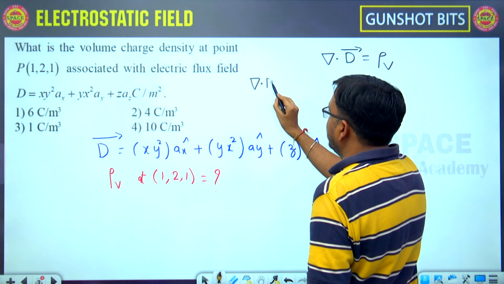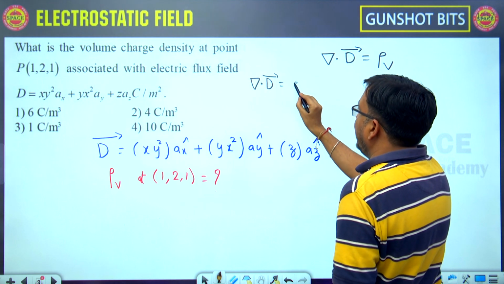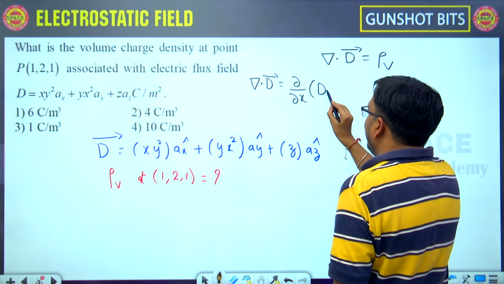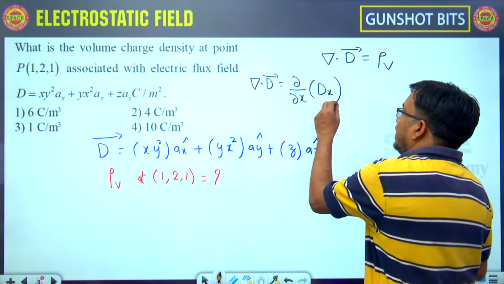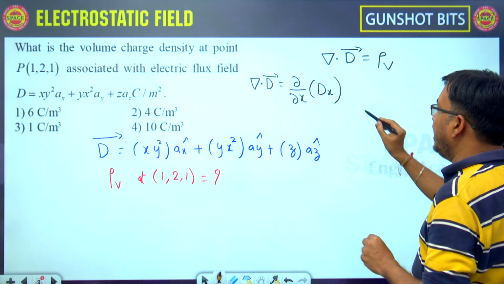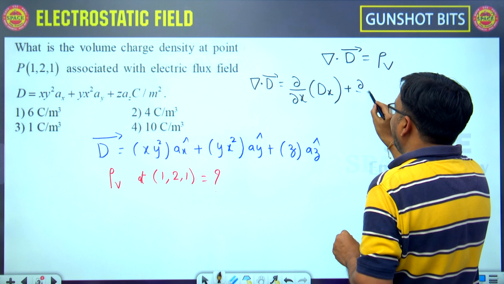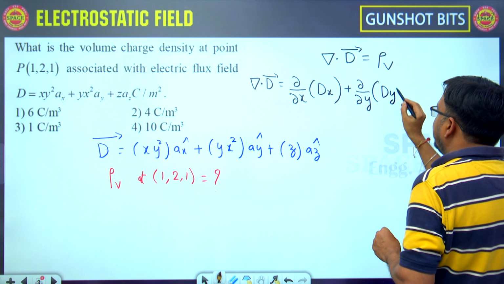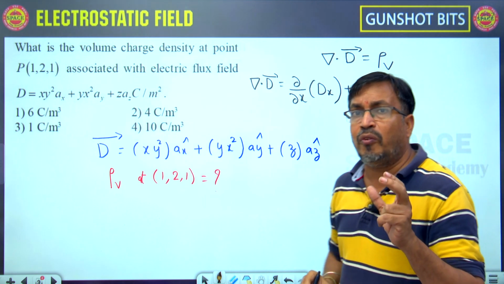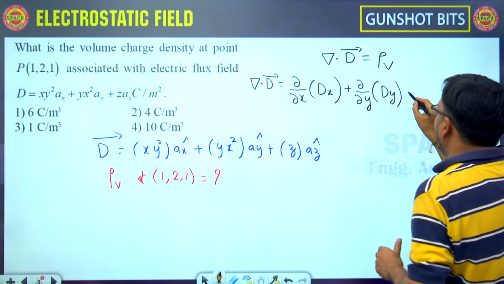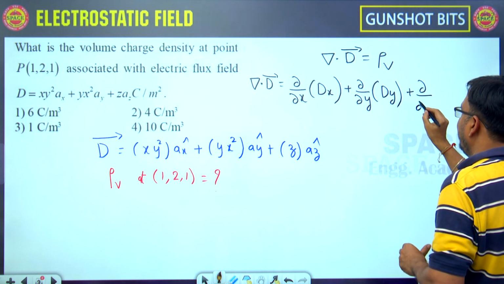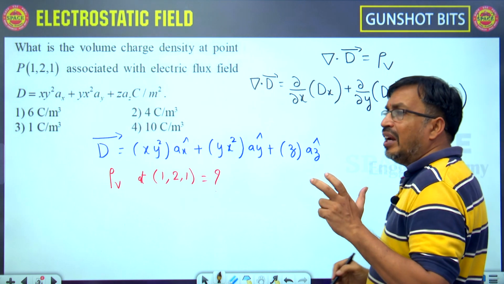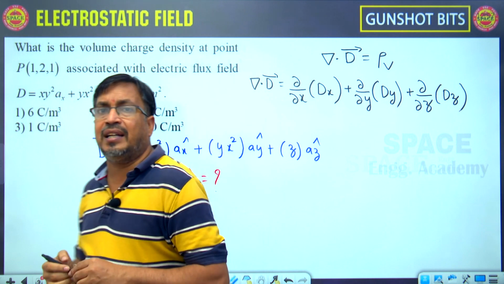Divergence of D equals dou by dou x of Dx. What is the meaning of Dx here? Magnitude of flux density along x direction, plus dou by dou y of Dy. Dy means magnitude of electric flux density along y direction, plus dou by dou z of Dz. What is the meaning of Dz here? This is also magnitude of electric flux density along z direction.